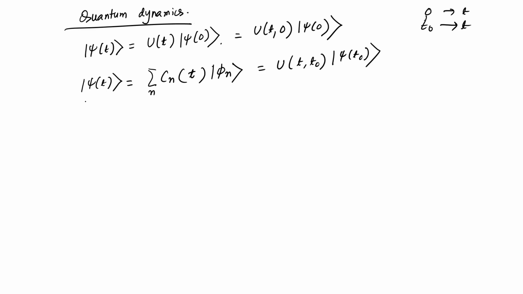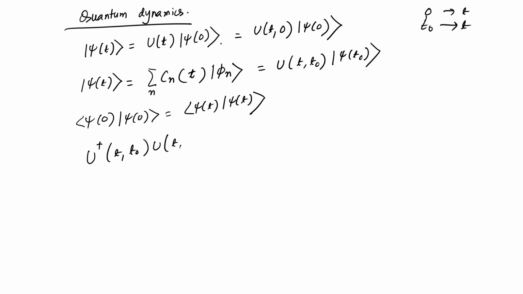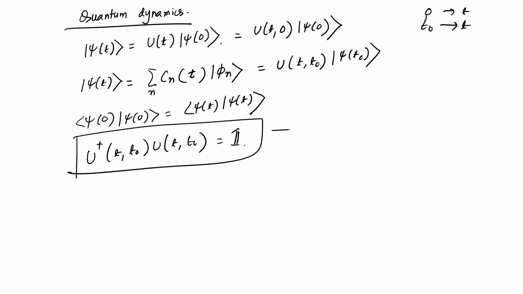So, you know that at all times psi of 0 should be equal in norm to psi of t, which means that the normalization would hold at all times. This is what we have said. Now, that gives you a property of these matrices, where you say that U dagger of t, t0 times U of t, t0 is equal to 1. Okay. So, this is called a unitary operator.